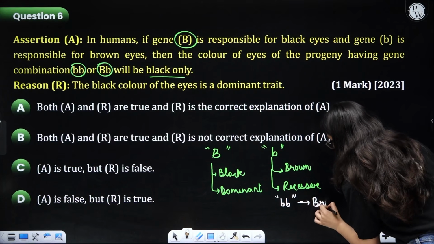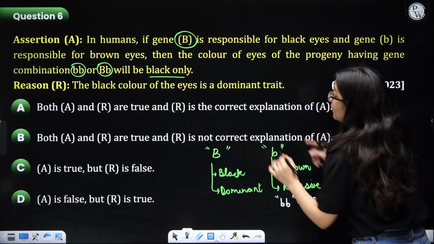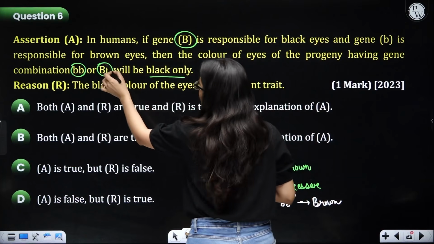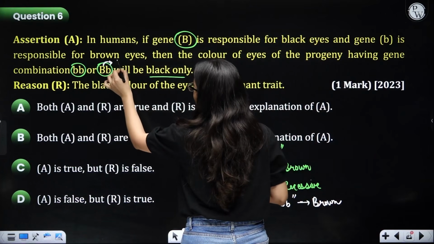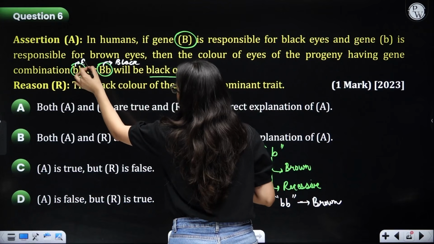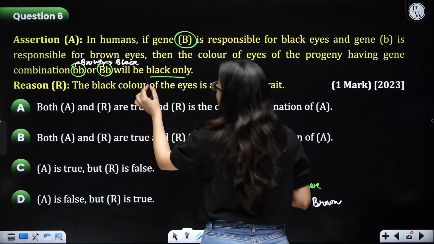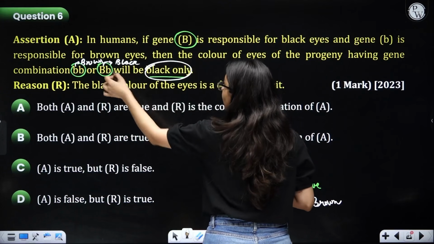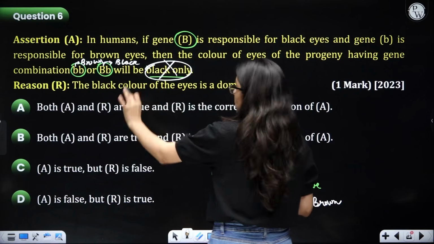Is that right? So over here this one will be brown, and heterozygous will definitely be black because it has one dominant allele. So this one will be black, but this will be brown. The question says that both will be black. No, one of them will be brown. So this is wrong. Assertion is wrong.